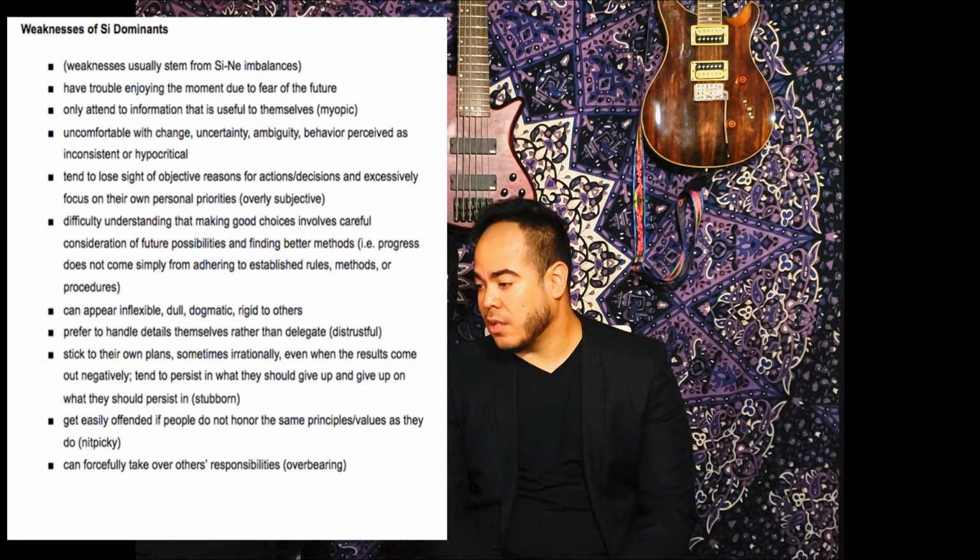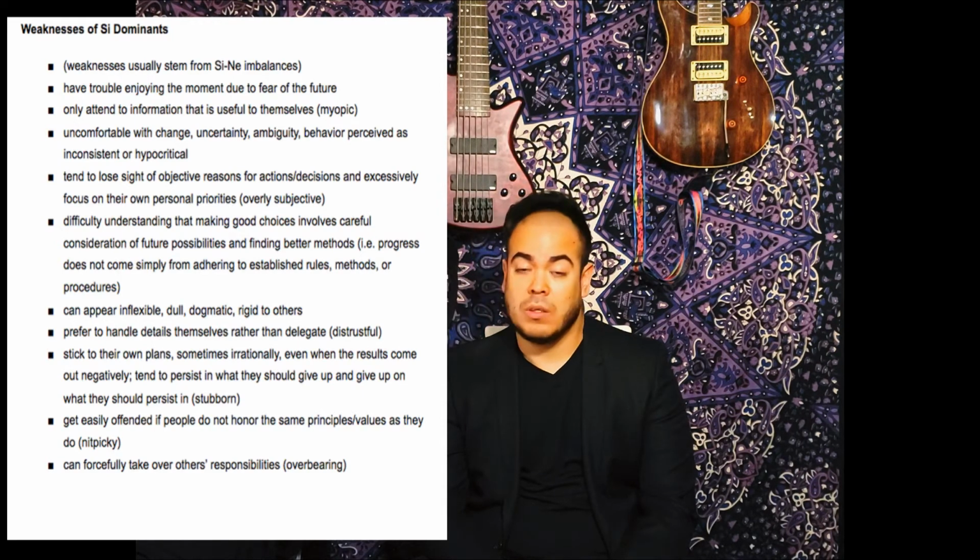Next point. Get easily offended if people do not honor the same principles, values as they do. Nitpicky. Again, an issue with a balance of the sensing function for some ISTJs and ISFJs. Not everyone is going to view life the same as you. Not everyone is going to value the same things you do. Some people aren't going to care at all about things that you care about highly. And vice versa. You might not care about some things that other people really care for.